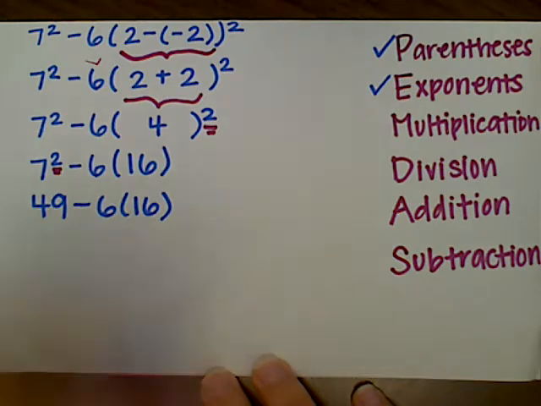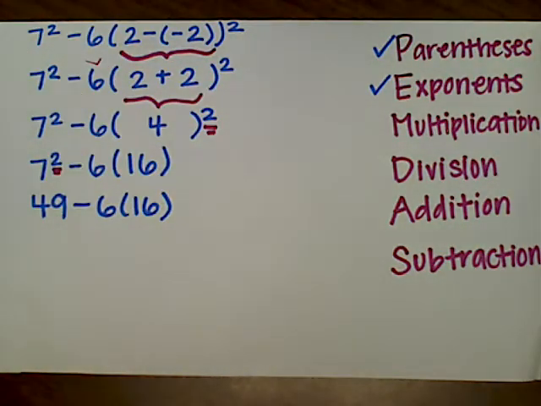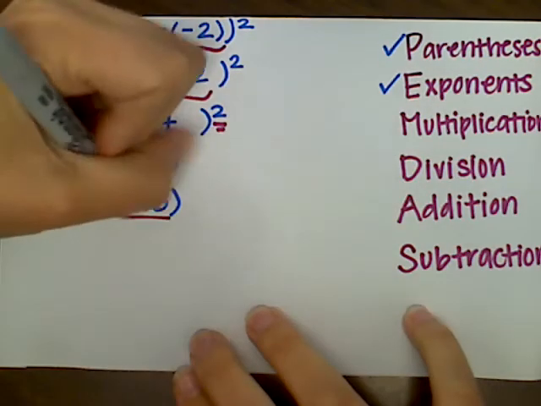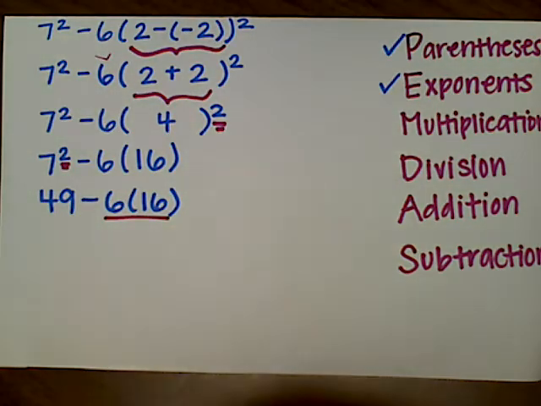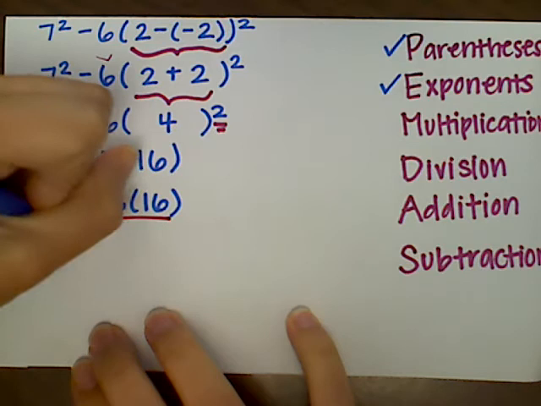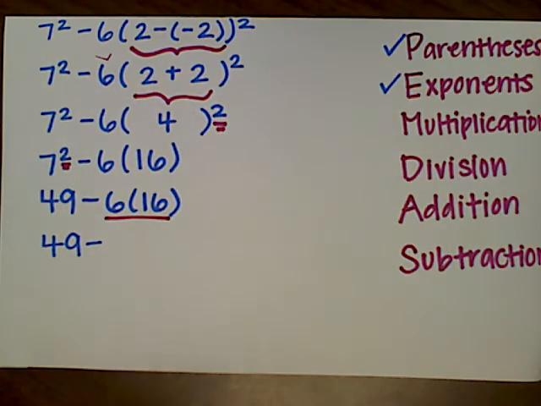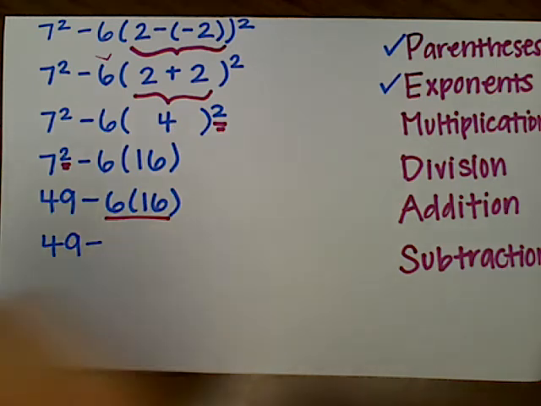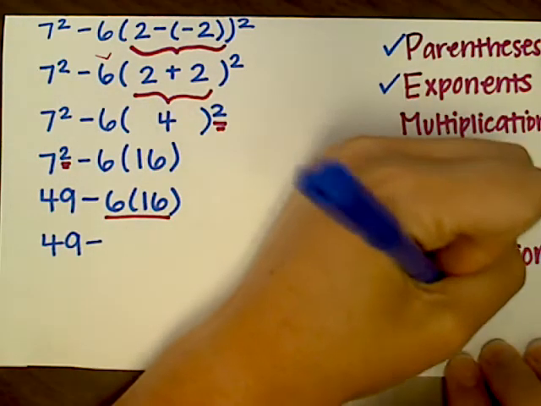Now the next part, multiplication and division. Whichever order they show up doesn't matter. You can deal with division first or you can deal with multiplication first. That will not change your answer. But in this case we don't have division, so we're just going to deal with our multiplication first. So we've got 49 minus 6 times 16. If you want to do a little side work, I'm going to do it in the corner.